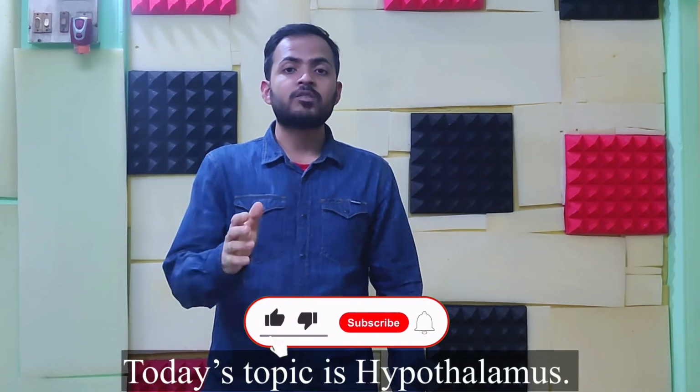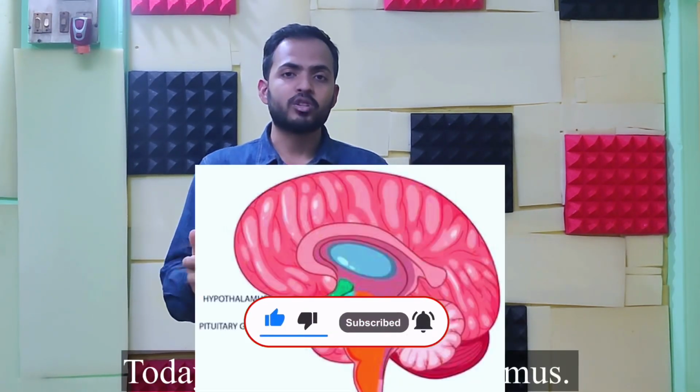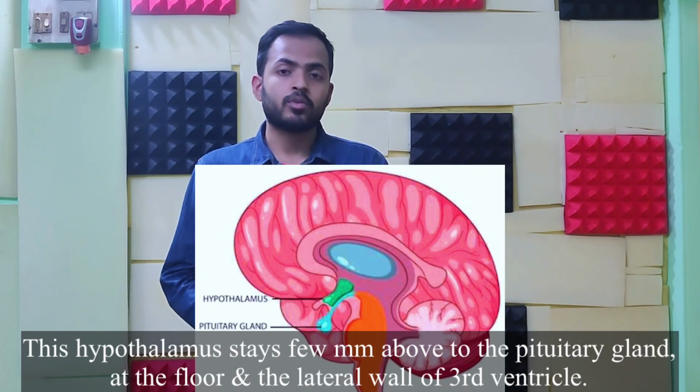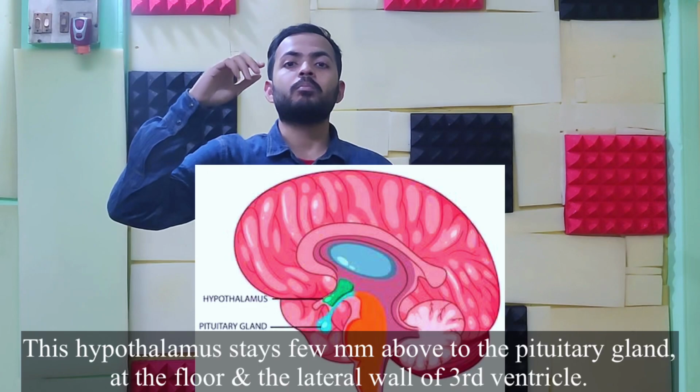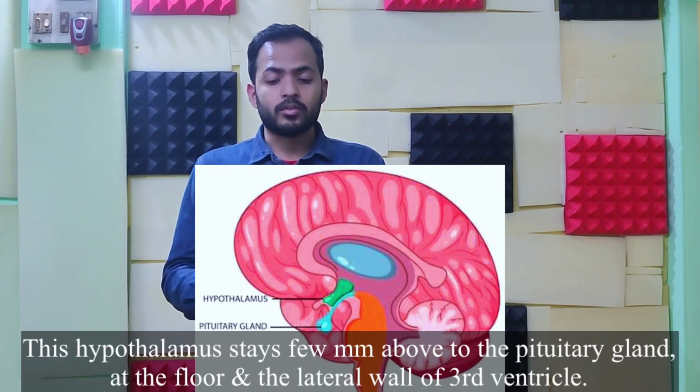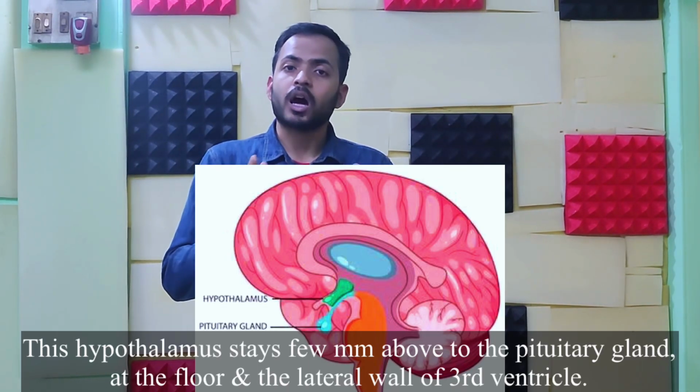Today I'm going to talk about the last part of the endocrine system, which is the hypothalamus. As you can see in this photo, the hypothalamus sits a few millimeters above the pituitary gland, at the floor and the lateral wall of the third ventricle.